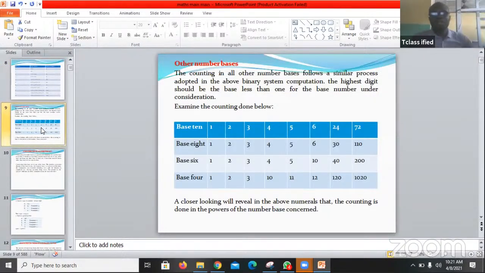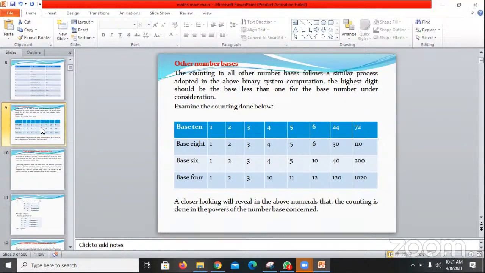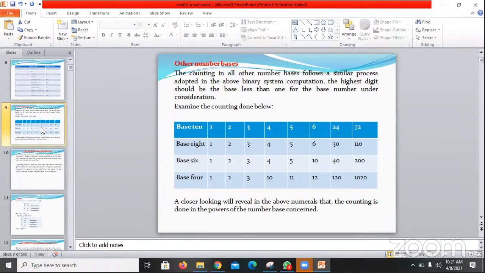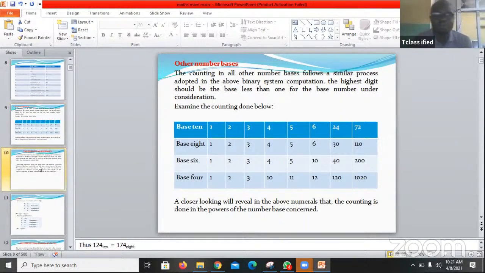Okay, other number bases. The counting in all other number bases follows a similar process, just like I told you. If you want to convert from any number base to base 10, you have to be multiplying by that base, Abby, and you'll be raising to the power of the number of numbers that are in front of the number you're considering. Good. So that's what they are trying to explain here.